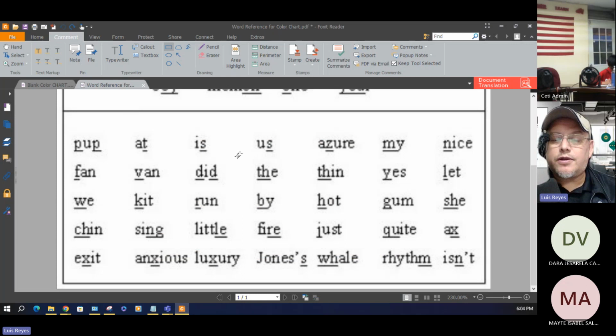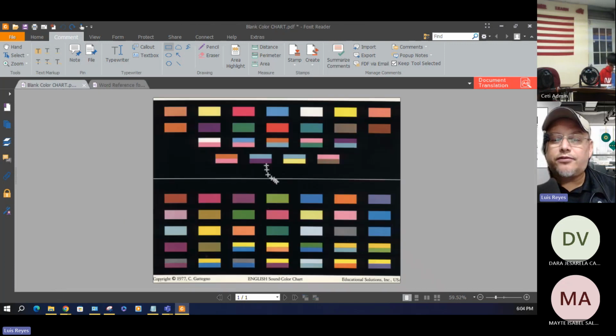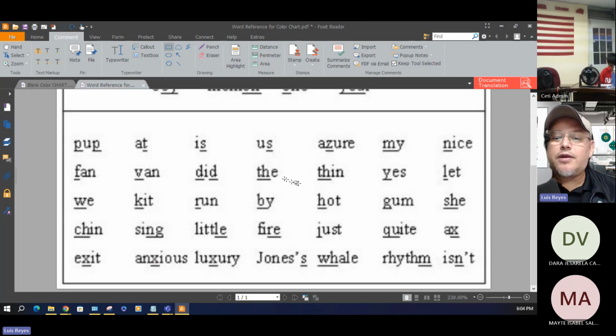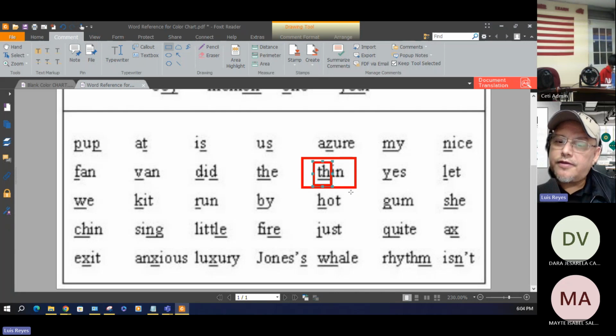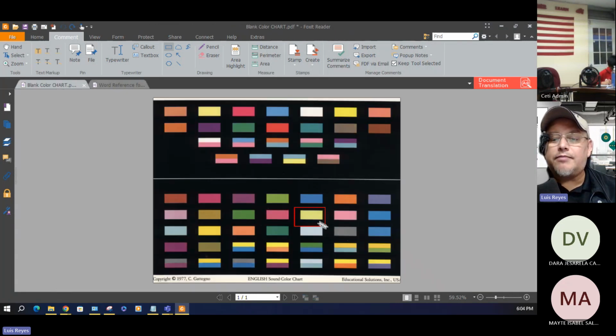Then we have the word the, and the sound is the. It's a voiced sound, the. And we have that sound right here in pink, the. Then we have the word thin, and we have a non-voiced sound, th. And that is the same sound we have here in lime green, th.